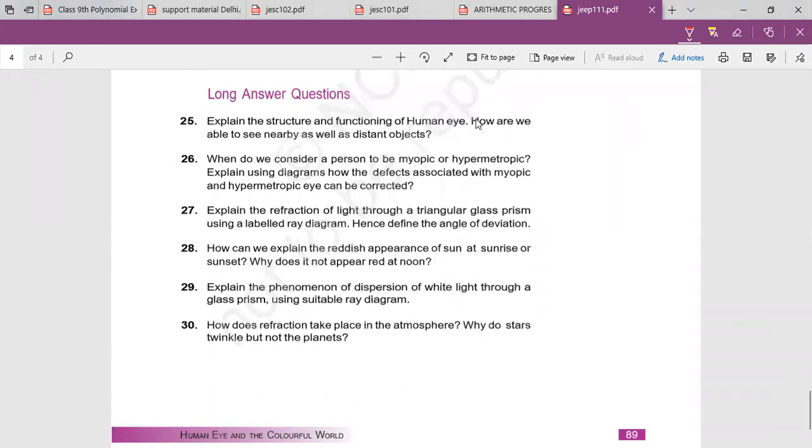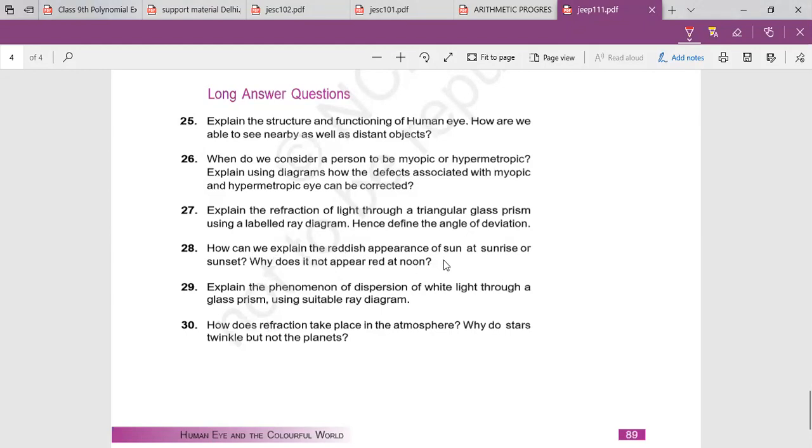Explain the structure and function of the human eye. How are we able to see nearby as well as distant objects? Power of accommodation, you have to explain again. When do we consider a person to be myopic or hypermetropic? Explain using diagrams how the defects associated with myopic and hypermetropic eye can be corrected. Explain the refraction of light through a triangular glass prism using a labelled ray diagram. Also, hence define the angle of deviation. These are all straightforward questions, and the same questions will be there in your exam. Most of the time these direct questions will be there in your examination. So if you do this many questions, that's enough.